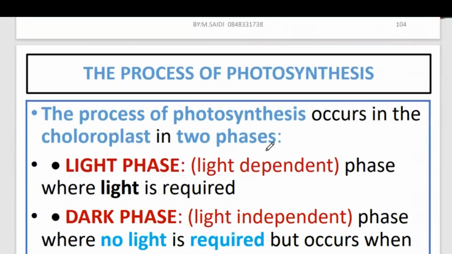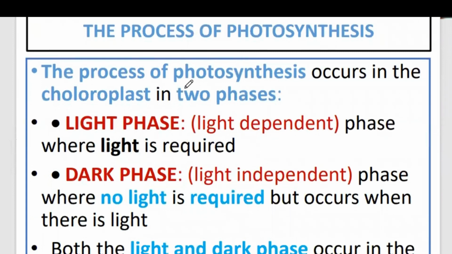Let's look at the process of photosynthesis. The process of photosynthesis occurs in the chloroplast in two phases. As I said, you have the light phase, which we call the light-dependent phase, where light is required. It means that if we don't have light, then photosynthesis cannot take place.